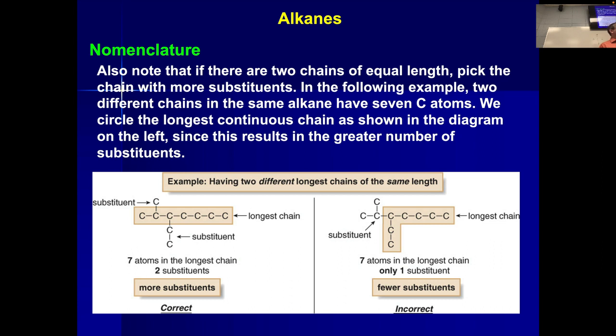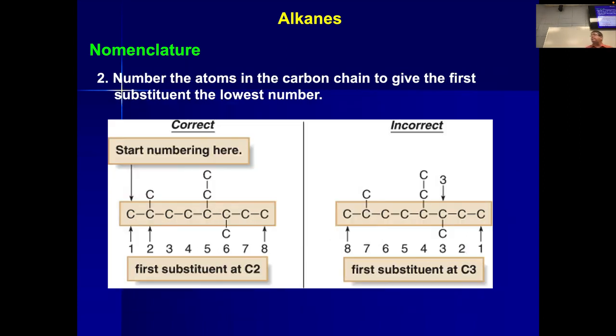Heptane. What kind of alkyl groups do you see on there? I see an ethyl and a methyl. This is going to be some kind of ethyl-methyl heptane. Okay? We're going to go with this. We would not call it this one, okay? Because this one has more substituents. That's the rule.